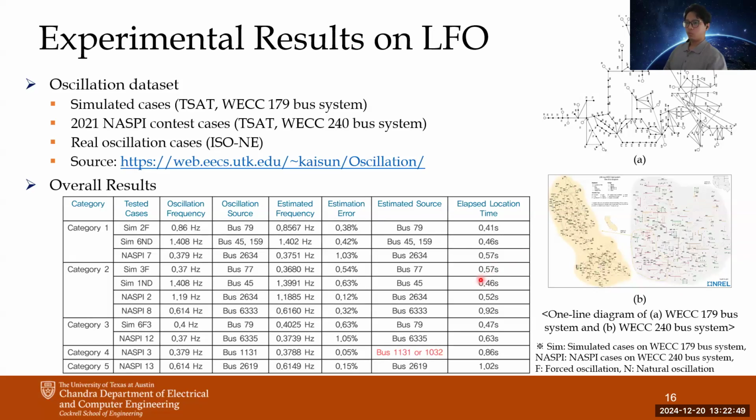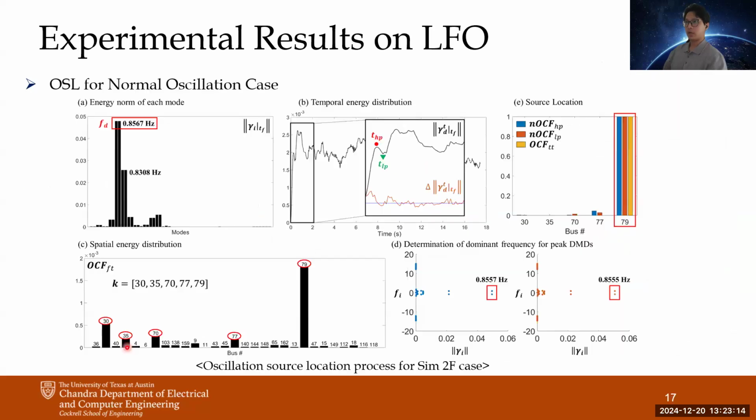And the only case in which the proposed method failed was in category 4. In this category 4, the measurement at the source bus was not provided. But I think this proposed method can still give some valuable information to the system operators even for this category 4. Then I will go into the detailed explanation of each case.